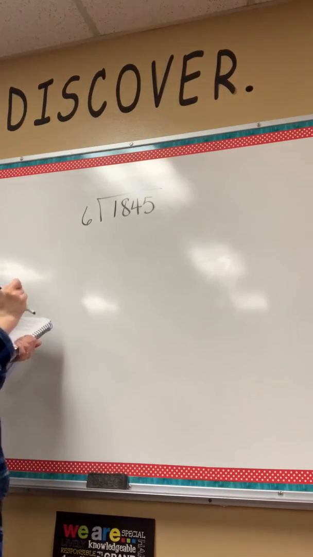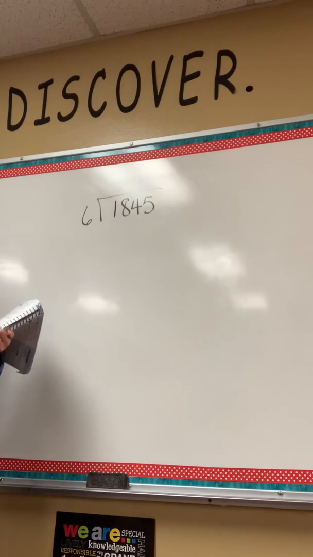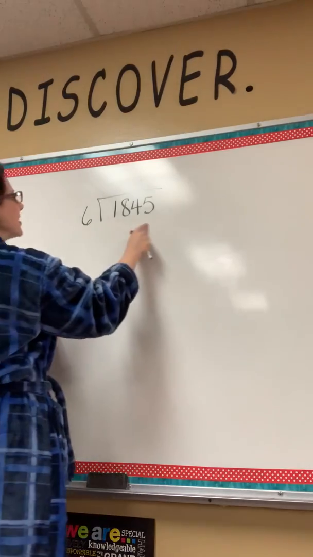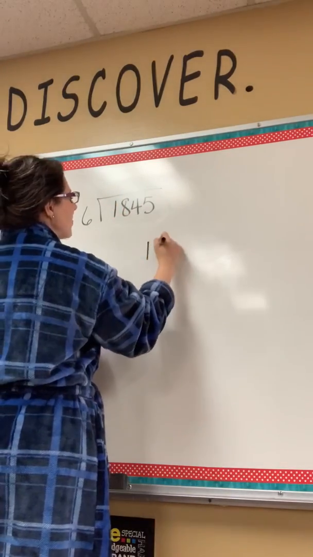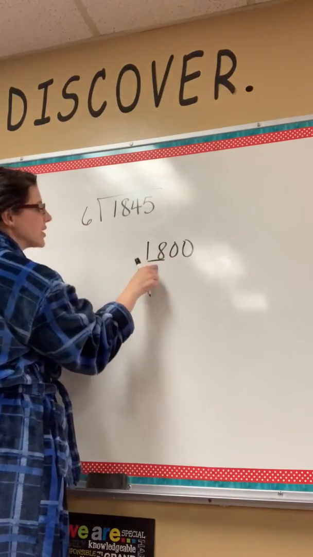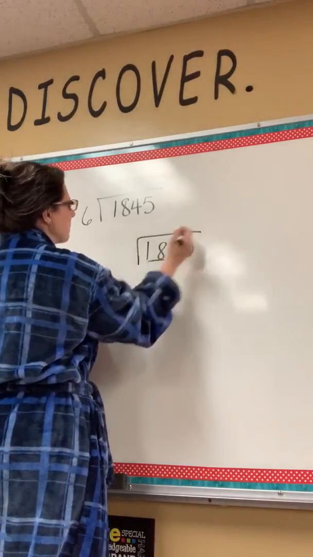Now, we can choose a number close to 1,845 that can be easily divided by 6 if we know our 6 factor families. We know that 18 is a multiple of 6. So we could round this number to 1,800 because we know 6 is going to go into 18 evenly. So let's give it a try.